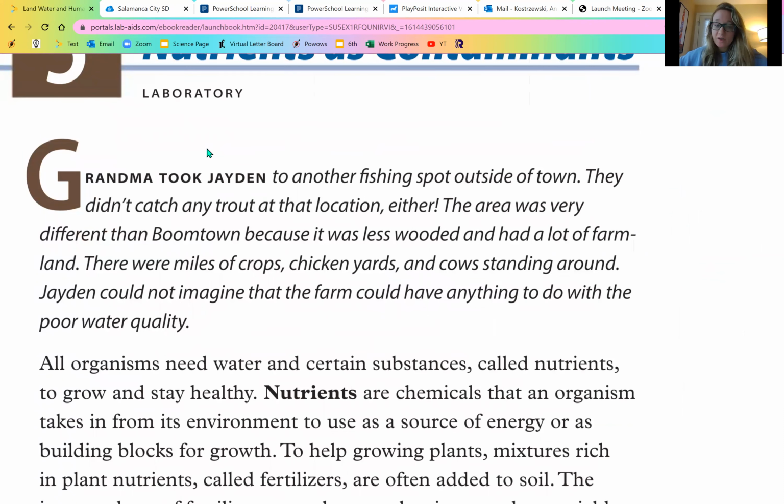Grandma took Jaden to another fishing spot outside of town. They didn't catch any trout at that location either. Remember, they're looking for a specific fish and they just can't seem to find it. The area was very different than Boomtown because it was less wooded and had a lot of farmland. There were miles of crops, chicken yards, and cows standing around. Jaden could not imagine that the farm could have anything to do with the poor water quality.